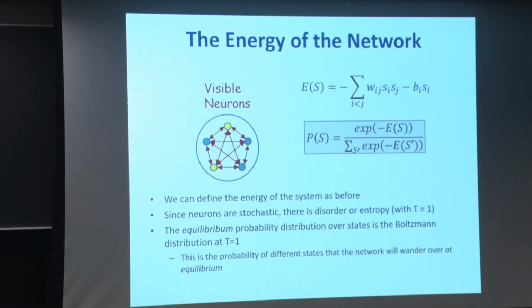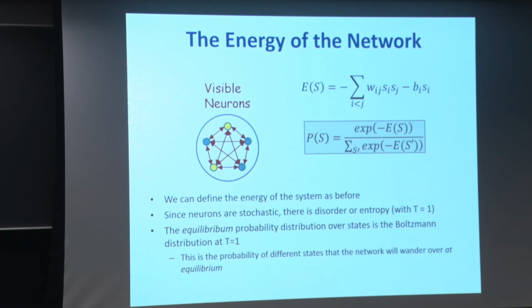And so this is what I can actually use when I define the energy of my Hopfield network. I can define the energy of the system. I'm assuming that the temperature T is 1 and the Boltzmann constant is also equal to 1. And if I did that, then if I thought of this whole thing as a stochastic system where the state keeps changing, then the probability of finding the system in any given state is going to be given exactly by the Boltzmann distribution, right? This is the probability of different states that the network will wander over when it has finally arrived at equilibrium.